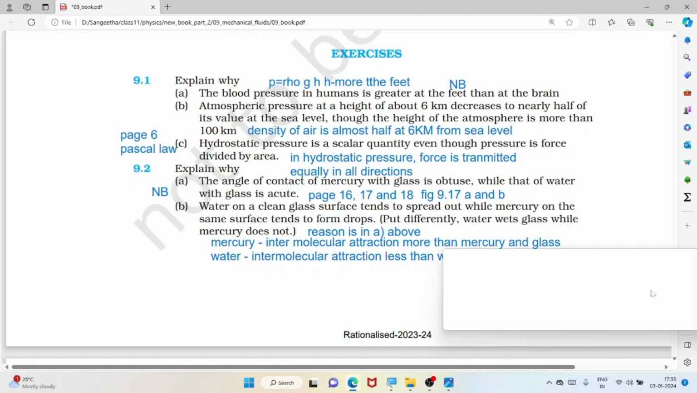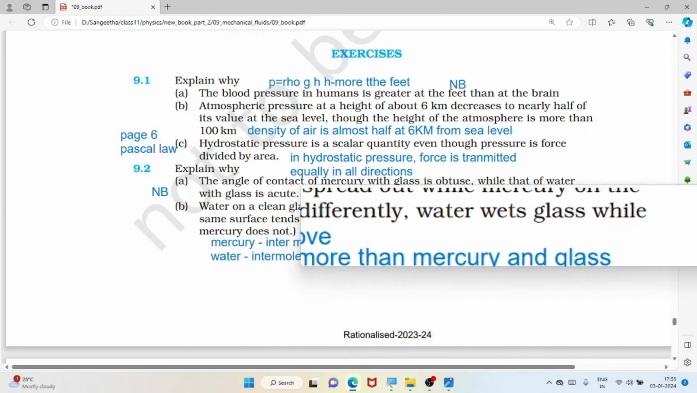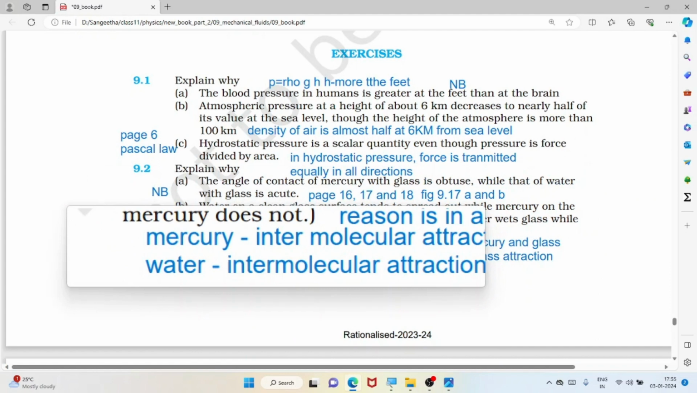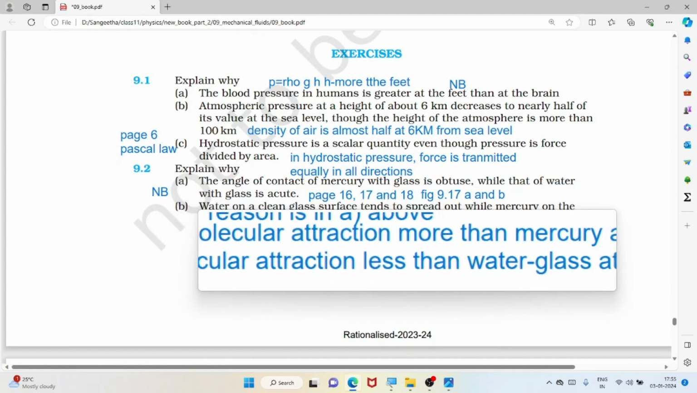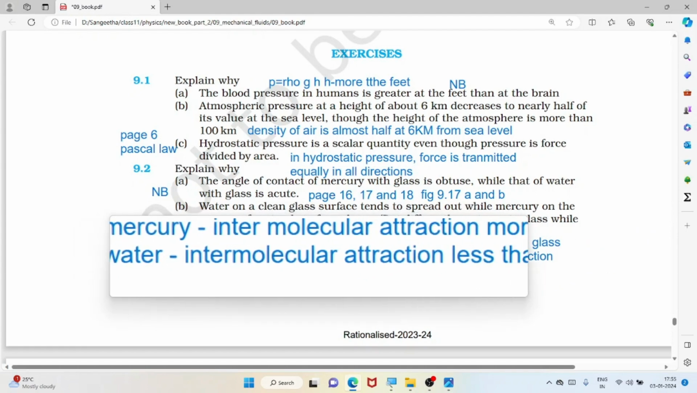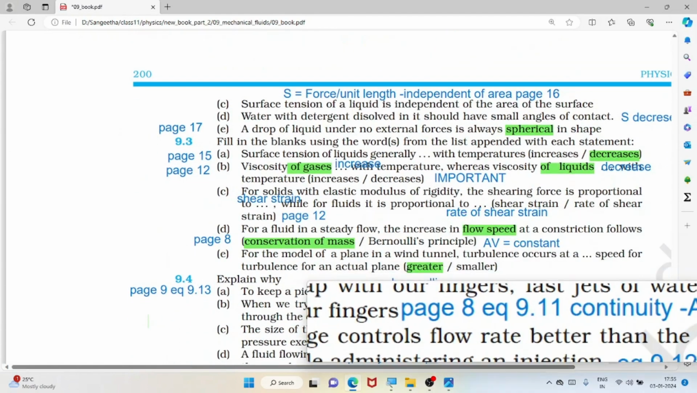So water on a clean glass surface tends to spread, while mercury on the surface tends to contract, the same explanation. The intermolecular force of attraction in mercury is more than between mercury and the glass, whereas in water the intermolecular force is less than the water and glass interaction.